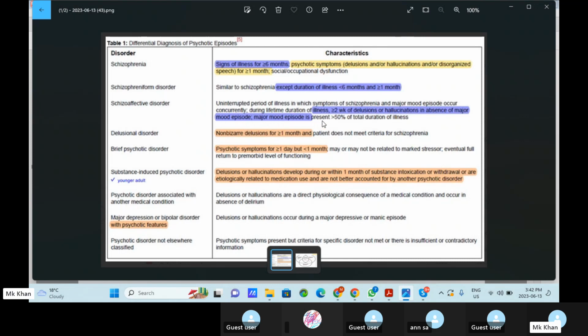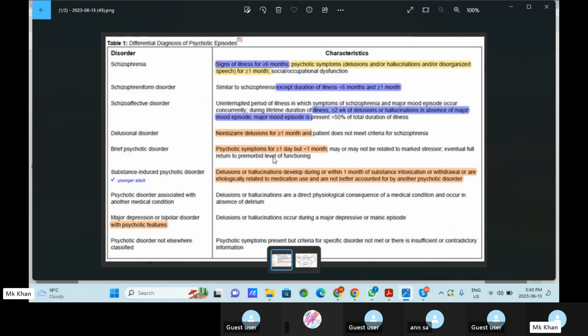And then major mood episode is present more than 50% of total duration of illness. So basically mostly the patient is having mood episodes, so the psychotic episodes can be easily missed. That's why it is important to diagnose if there are any psychotic symptoms for 2 weeks or more, because mostly the patient will be having the mood symptoms. And then delusional disorder: non-bizarre delusions for more than 1 month, and the patient does not meet criteria for schizophrenia. So this is the delusion.